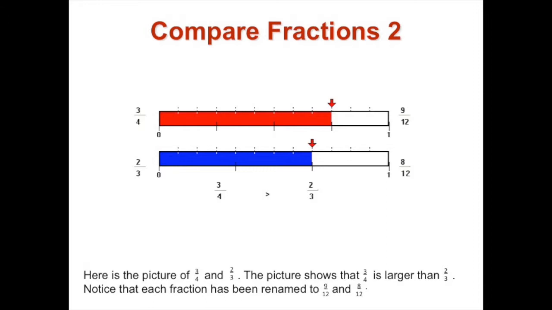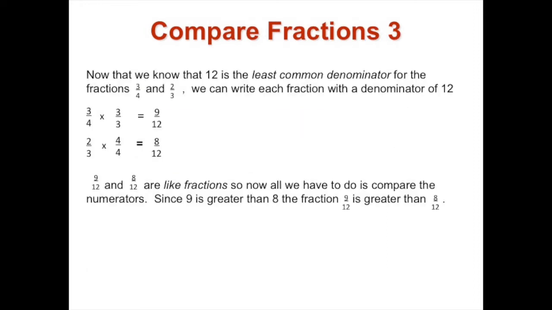Notice that each fraction has been renamed to 9/12 and 8/12. Now that we know that 12 is the least common denominator for the fractions 3/4 and 2/3, we can write each fraction with a denominator of 12. If we take 3/4, multiply the numerator and the denominator by 3, we get 9/12. And if we take 2/3, multiply the numerator and the denominator by 4, we get 8/12.